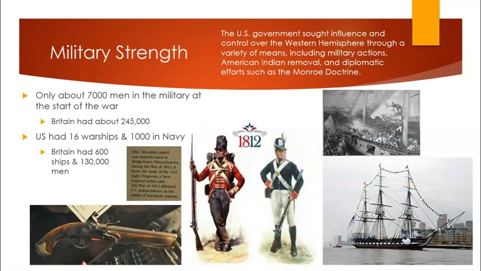Also remember that the U.S. was going to war against the most powerful maritime nation in the world, and the American Navy was tiny in comparison. For the U.S. to stand a chance, they really needed to keep the war as a land-based war, since most of Britain's army was busy fighting in Europe.